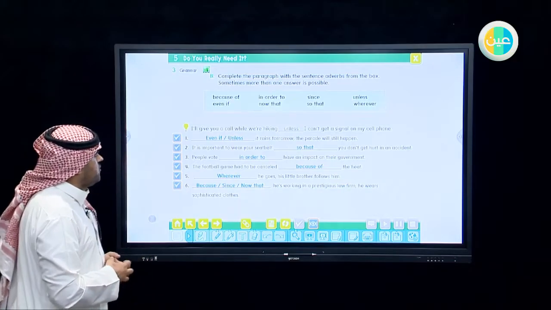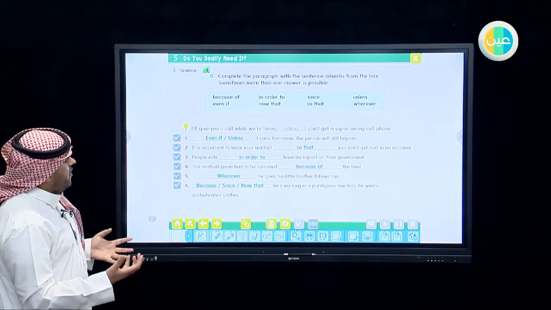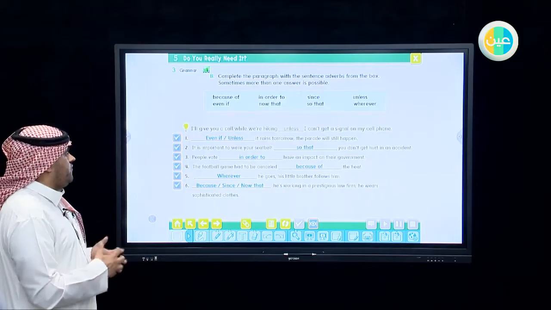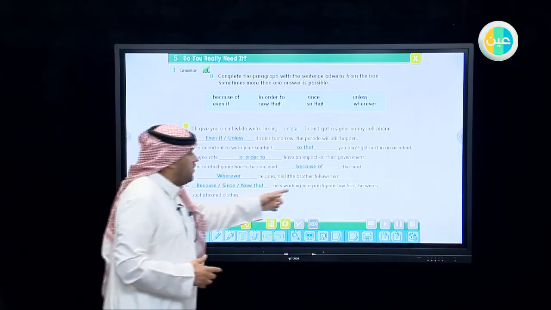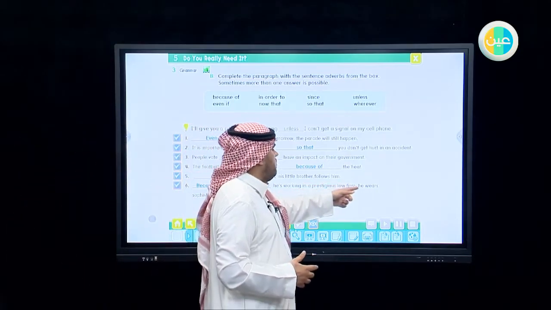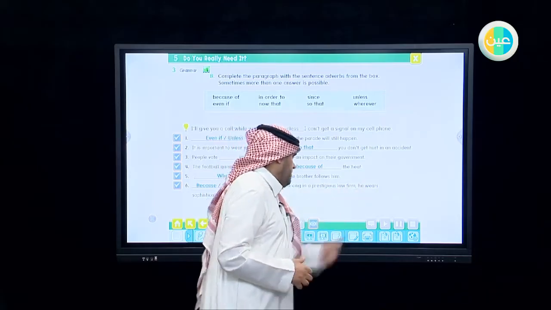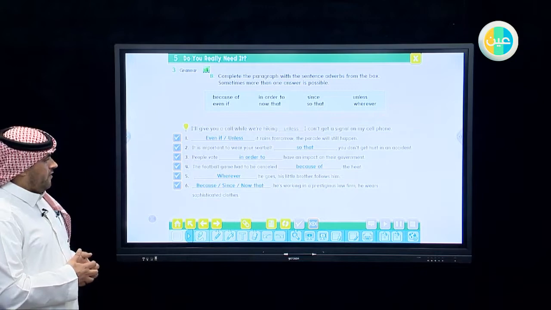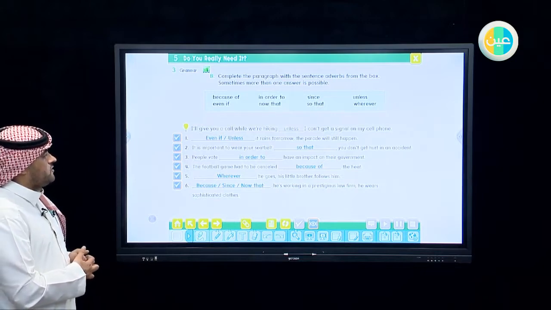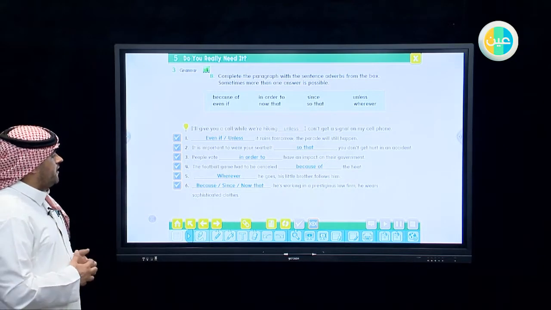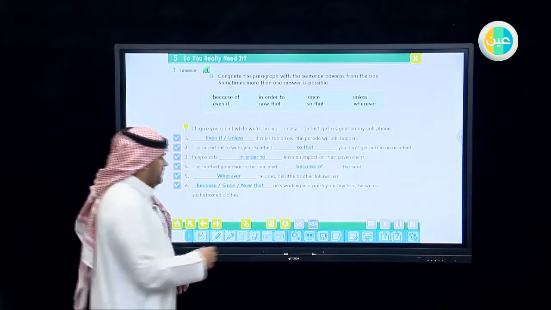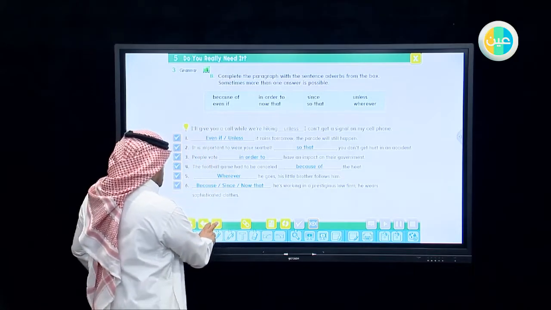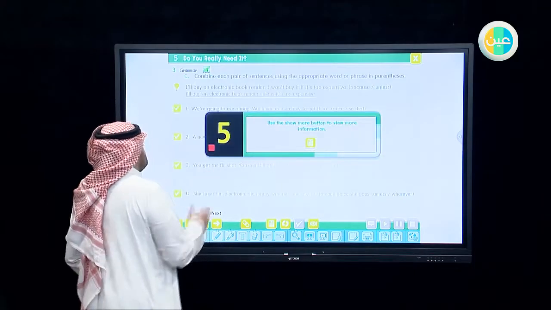Number 6, because, since, now that, we can use one of these three, no problem. He is working in a prestigious law firm. Firm means a company. He wears sophisticated clothes. Because he works in a prestigious firm, he wears sophisticated clothes, meaning official or more modern, maybe, or something like that.